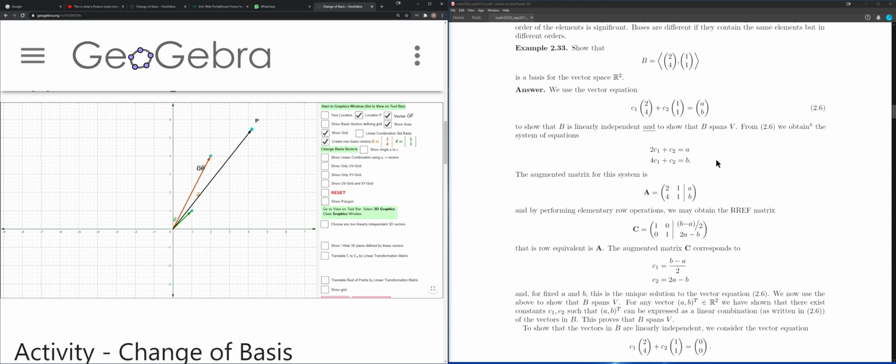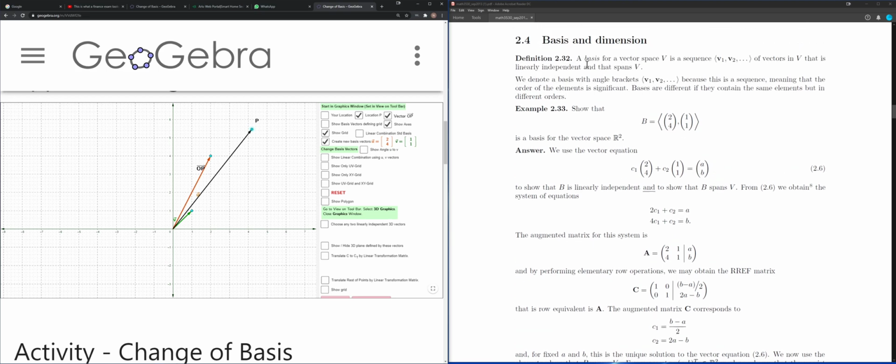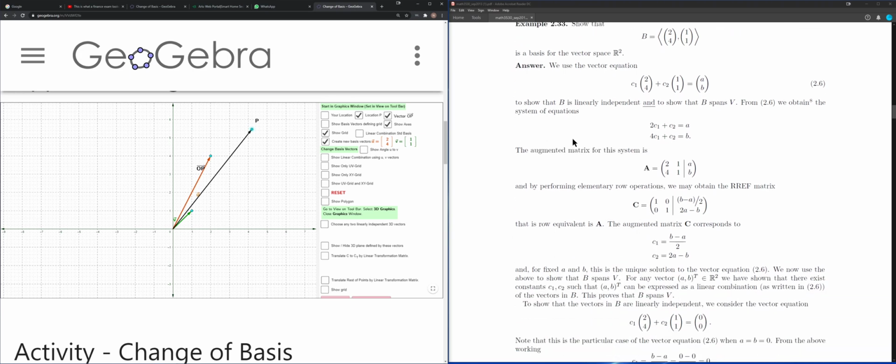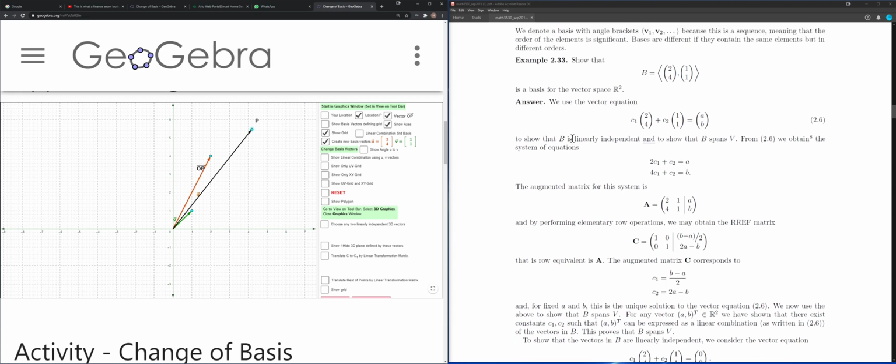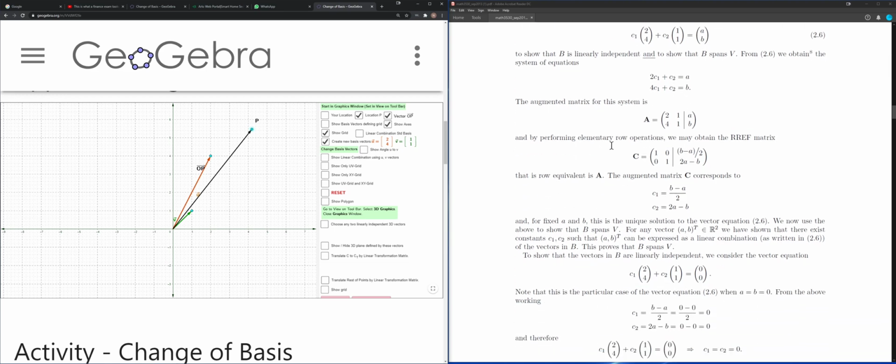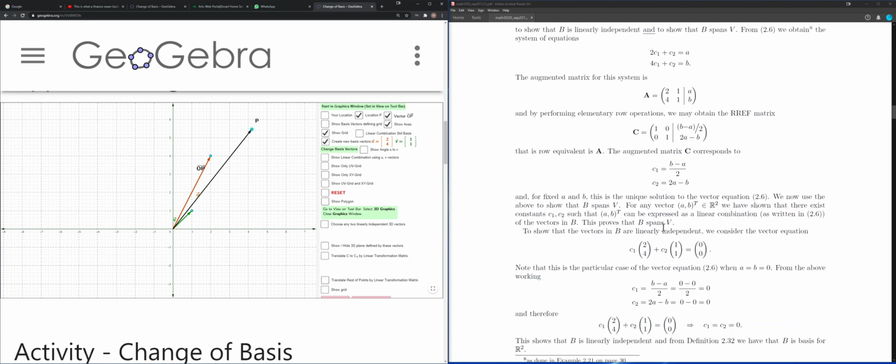Now, to check to see if something is a basis, we need to check that it spans the vector space. The next thing we want is to see that these two vectors over here are linearly independent. So how do you check for linear independence? You form this vector equation: C1 times your first vector (2, 4), plus C2 times your second vector (1, 1), and you put the 0 vector on this side.